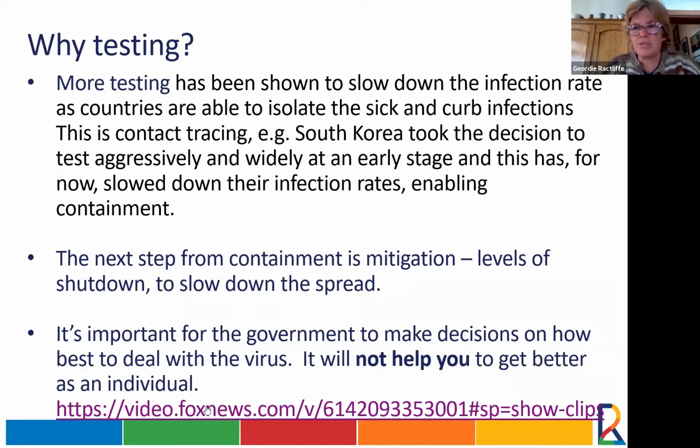Sorry, Anthony Fauci is Trump's epidemiology advisor, for those who don't know.